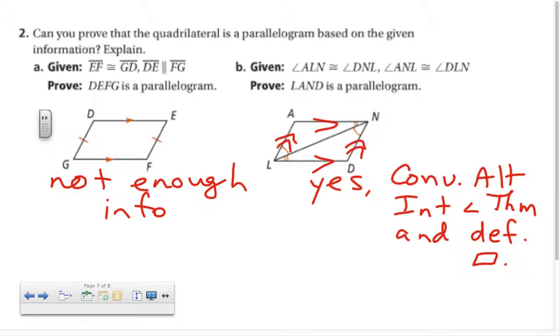Yes, ma'am. Okay, notice the angles marked with one arc. Notice that they're on opposite sides of transversal LN. Notice that they're inside of lines AL and ND.